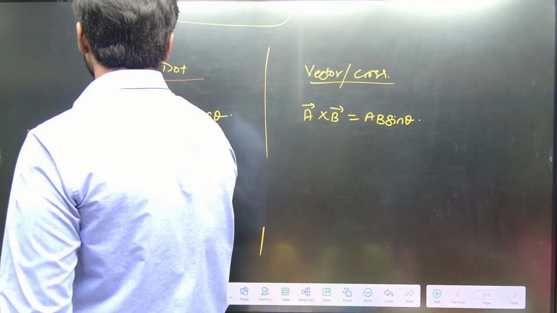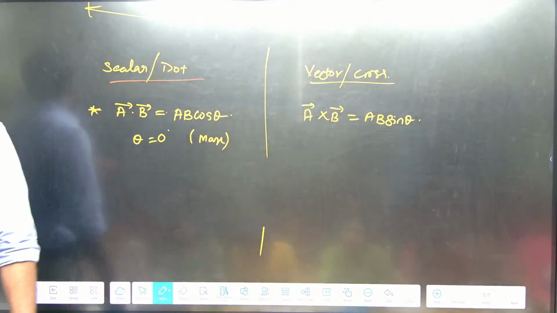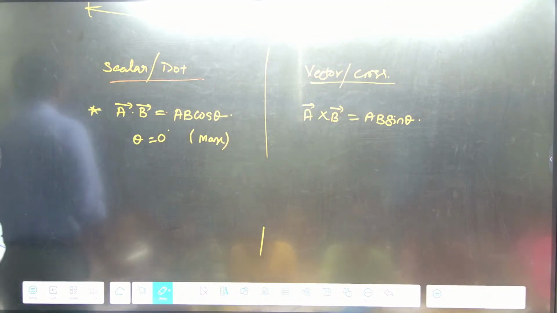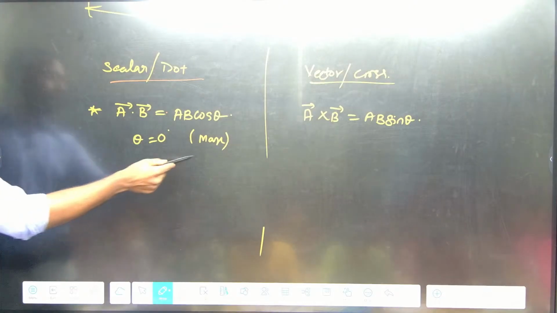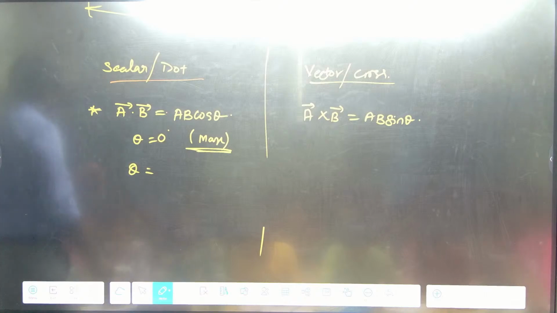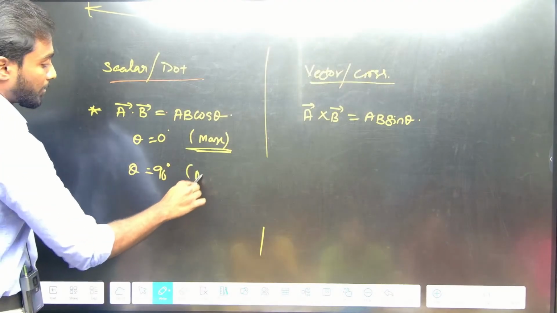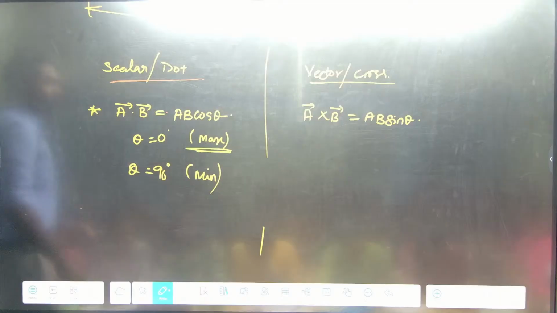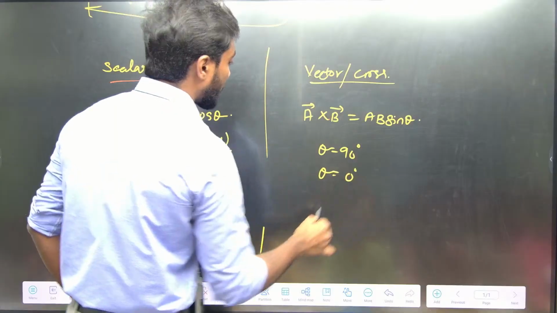If theta is equal to 0 degrees, the resultant will be maximum. Yes or no? The trigonometry we have seen: sin value increases from 0 to 90, but cos value decreases. So the cos value will be maximum at 0 degrees and minimum at 90 degrees. Up to 90 we will talk here, though at 180 it would be the minimum. So for sine, theta equal to 90 degrees will be maximum and theta equal to 0 degrees will be minimum.